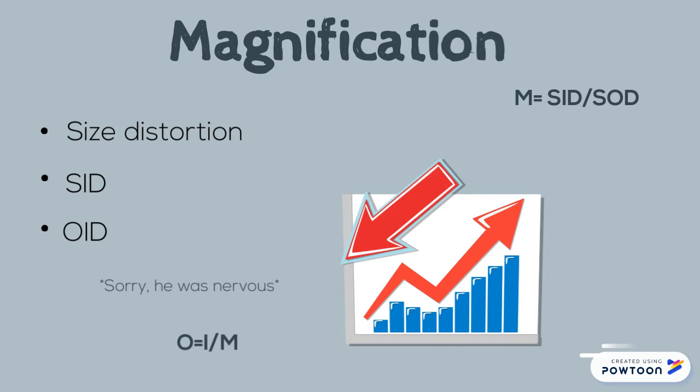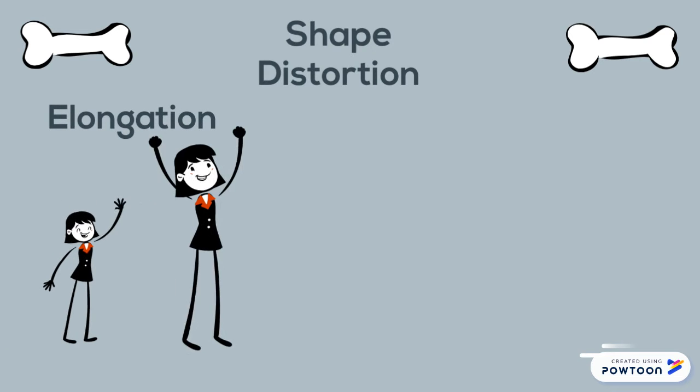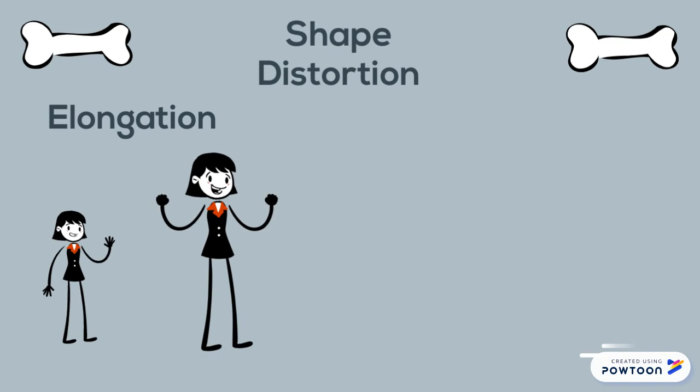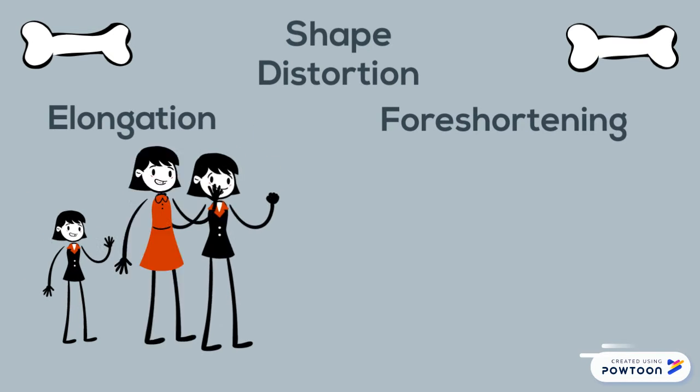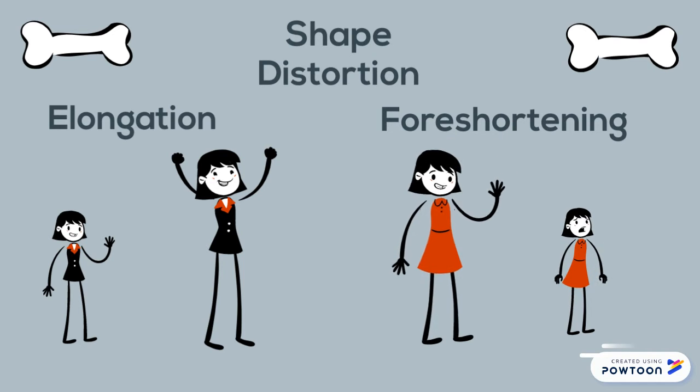Shape distortion is much simpler. It is misleading in the way that the image projected on the radiograph is either elongated, which means that the image looks longer than what it is. This is accomplished when the X-ray tube and image receptor are improperly aligned. Or it is foreshortened, where the radiographed image looks shorter than what it actually is. This is accomplished when the anatomical part is improperly aligned.